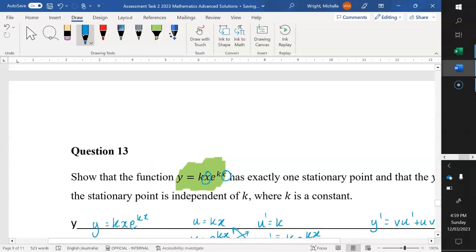It tells us k is a constant. That just means k is a number. Maybe k is 2 or k is 3 or something like that. We don't know. But because the x happens in 2 spots, you need to use the product rule.